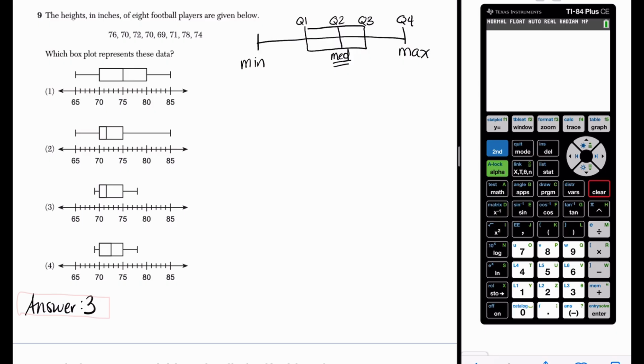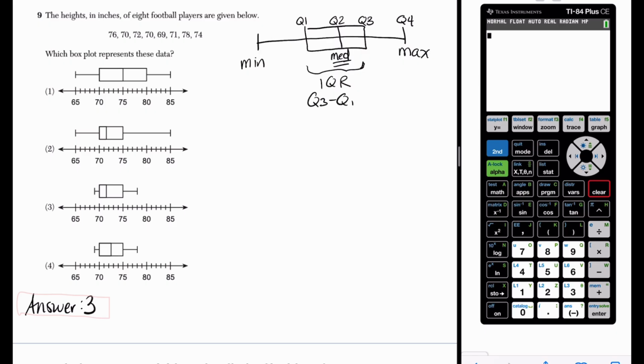The other thing that might come up with this is they might ask you for the interquartile range. And remember, range is like from minimum to maximum, but interquartile means from Q1 to Q3. How big is that? So if they ask you about that, you would just take Q3 and subtract Q1. All right, so that's the key stuff.